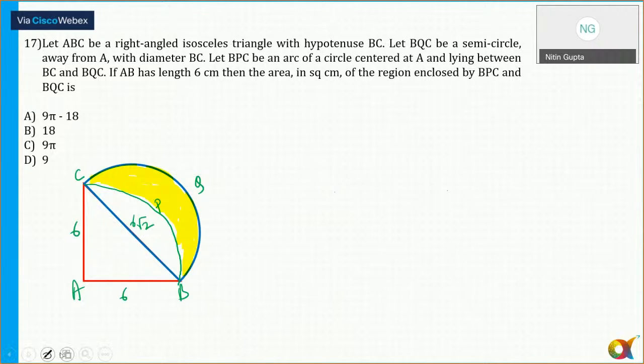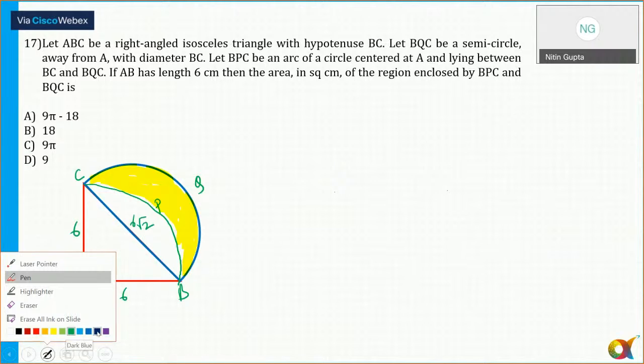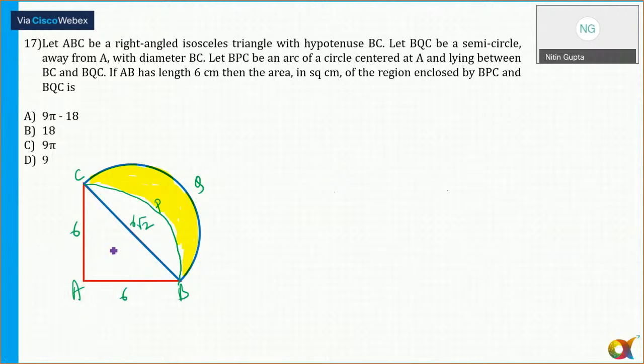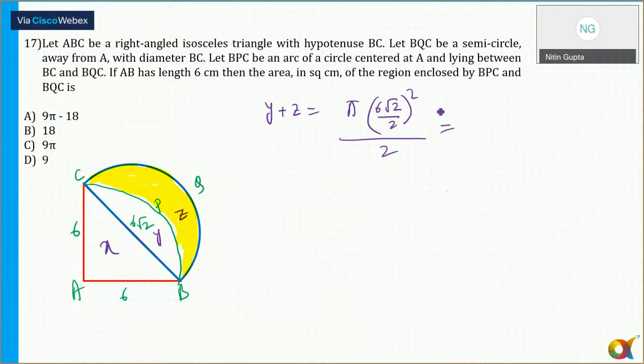So what I can do here is simply mark a few of the areas and you're going to tell me. Let's say this area is equal to X, this area is equal to Y, this is equal to Z. So what is the value of Y plus Z? Semicircle, that is pi r square by 2. So pi, radius is 6 root 2 by 2, whole square, pi r square, divided by 2. That is a semicircle. Anyone who can tell me the value of Y plus Z, the area of the semicircle? That will be 9 pi.